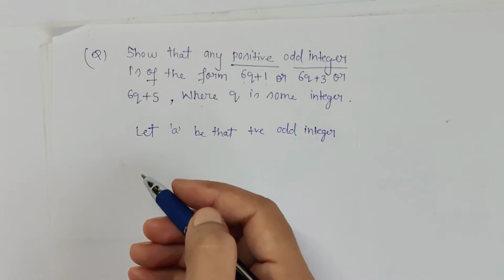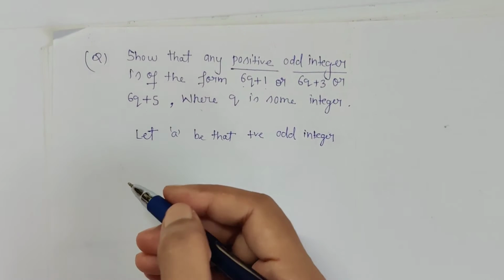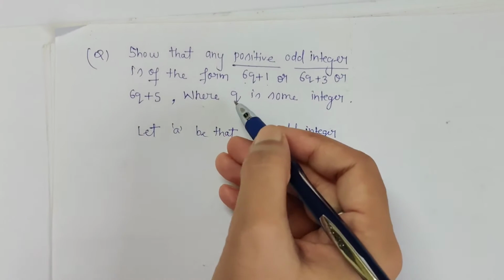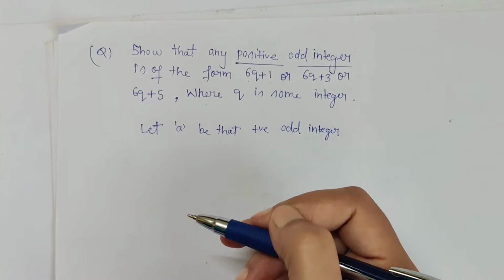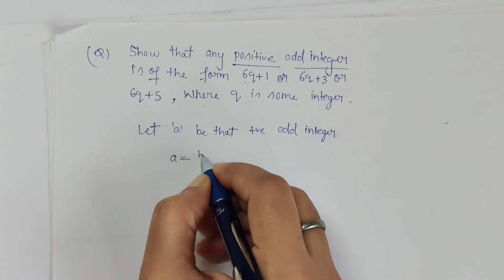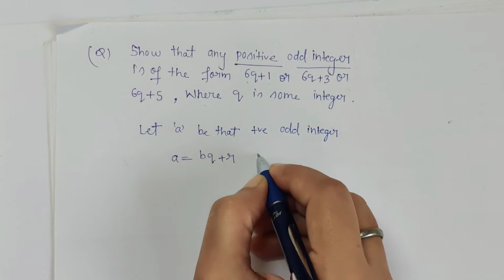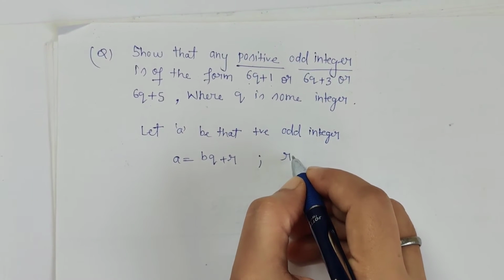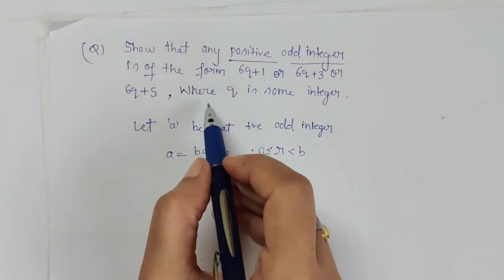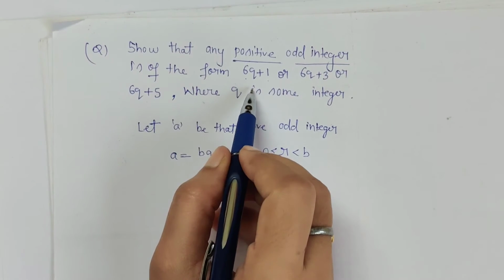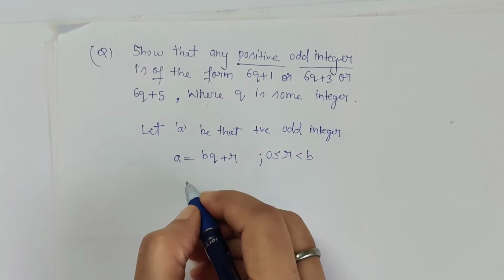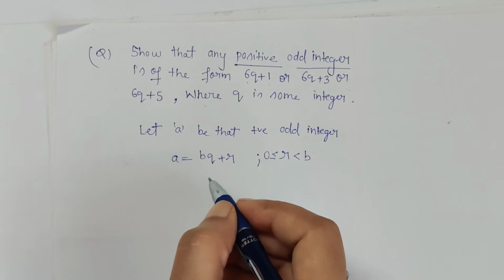So for proving this we have to take help of something, and as we know this is nothing but a problem based on Euclid division lemma. So just write down your Euclid division lemma, which is a is equal to bq plus r, where r is greater than or equal to 0 but less than b. So for proving this problem as per the question, what is suitable for us is to assume b as 6.